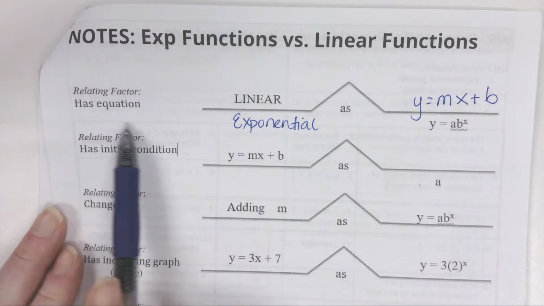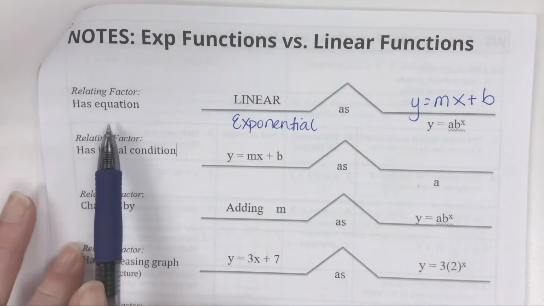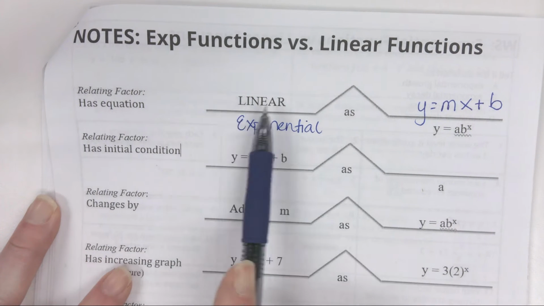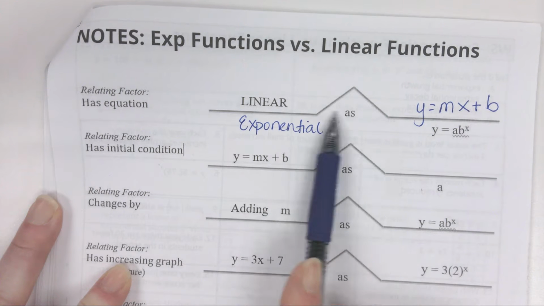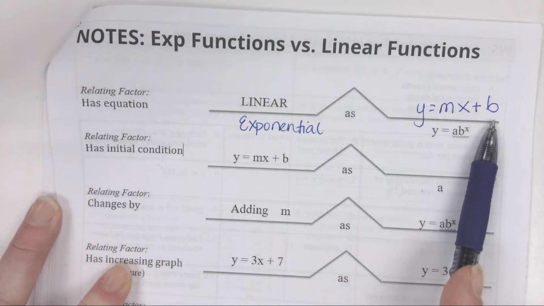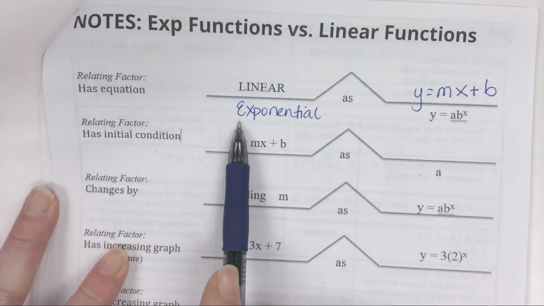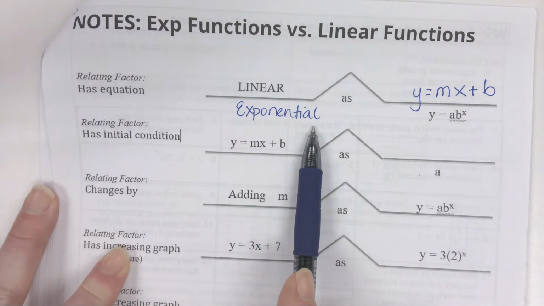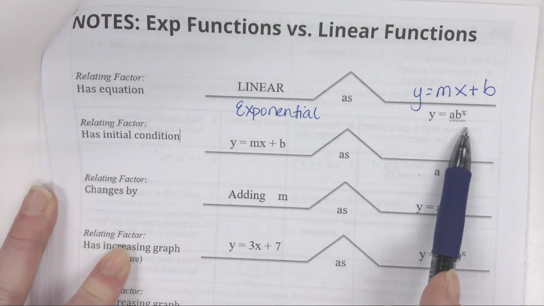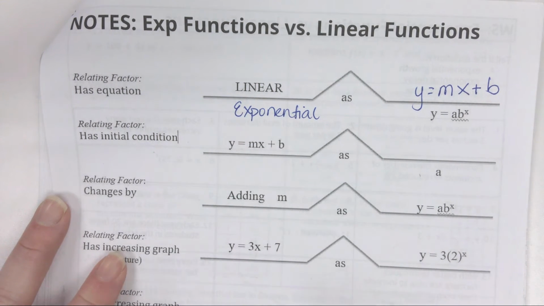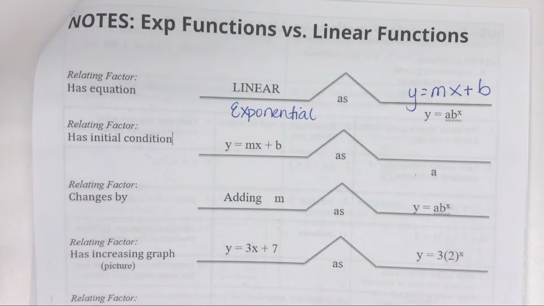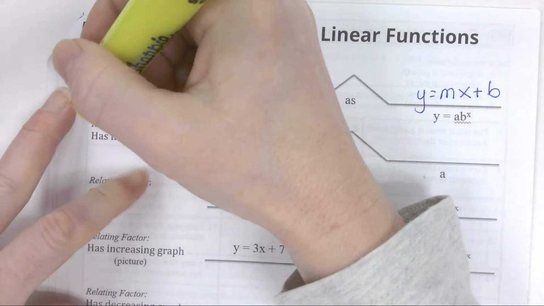This top row talks about the equation, okay? And what this means is an equation for a line, the most common one, is y equals mx plus b. But an equation for something exponential is y equals a times b to the x. So it's just comparing the equations. Okay. So let's now move on to the next thing, which is the initial condition. So this is about the equation.